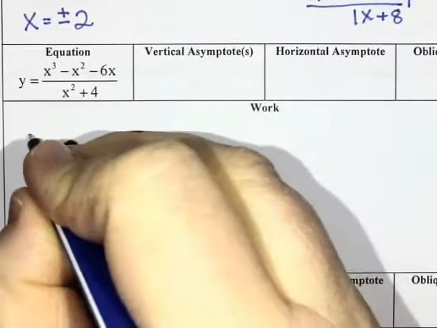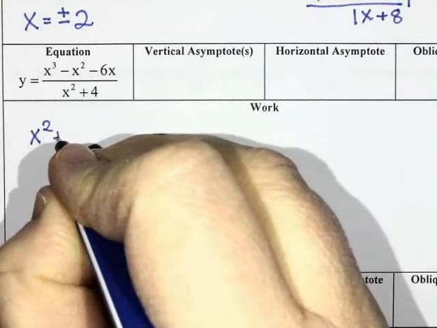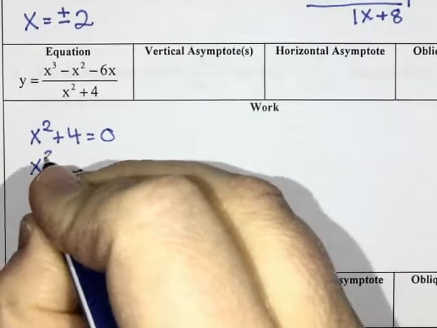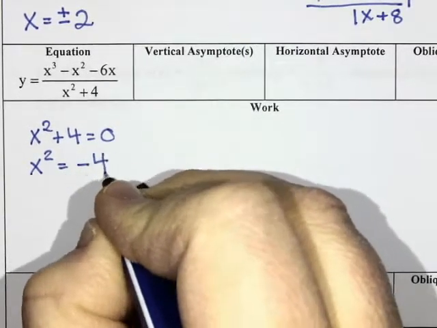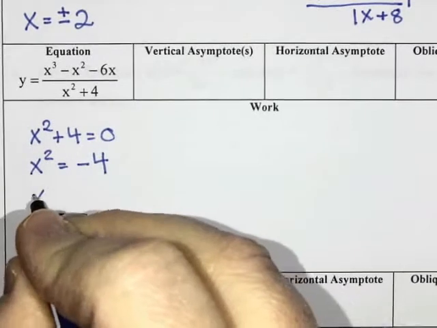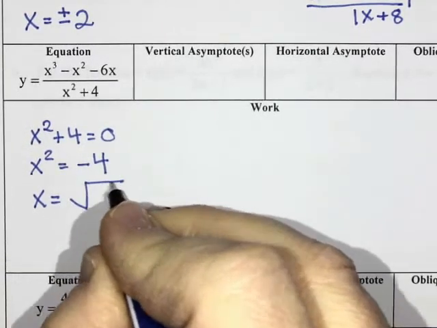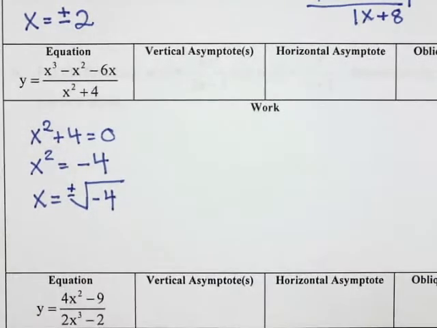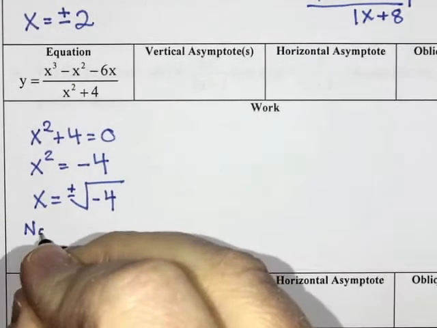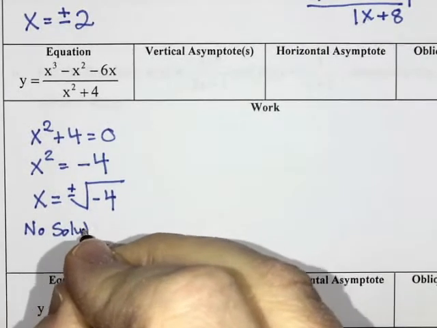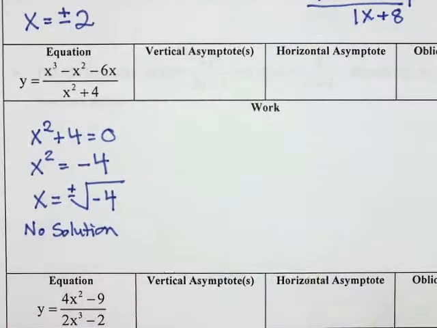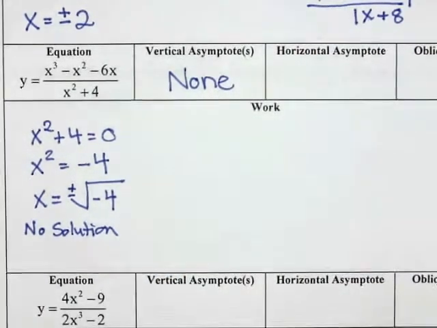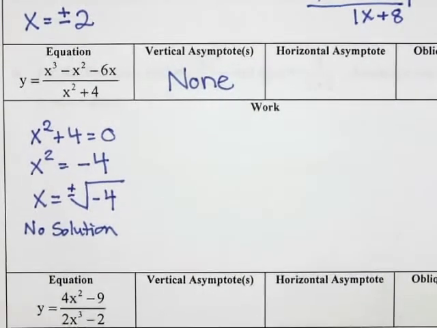I'm going to start with x squared plus 4, the denominator. What makes that equal 0? Well, if I subtract 4, I get x squared equals -4. I feel like we're going to have a problem here. And then I do the square root, plus and minus, of -4. Can I take the square root of -4? No, I cannot. So this has no solution, which means vertical asymptotes, there are none. There's nothing that makes my denominator 0.